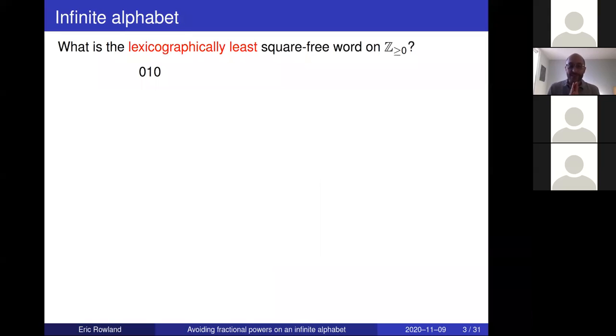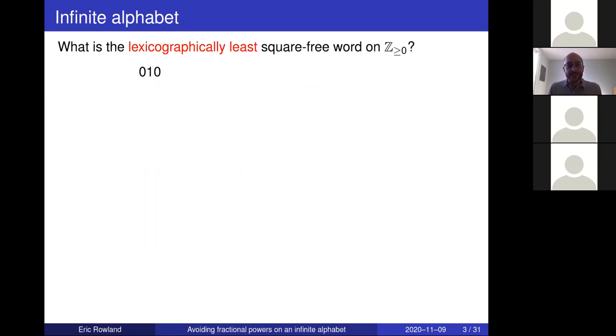So in this talk, I want to give ourselves a lot more freedom and just work over an infinite alphabet. So we'll never run into this problem that we don't have another letter to put down when we're building one of these words that avoids a pattern. So what I'm going to be interested in is the lexicographically least square-free word, or word avoiding some other pattern, on the alphabet of the non-negative integers.